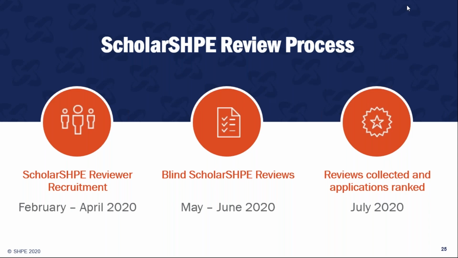In May to June is when scholarships are reviewed. They are blind scholarship reviews, which means they will not see your name or your headshot. And that happens from May to June. And then in July, reviews are collected and applications are ranked. So all of their review scores, and each piece of the application receives a score, are submitted online anonymously. And then all of the scores are aggregated and the applicants are ranked for all of the different scholarships.